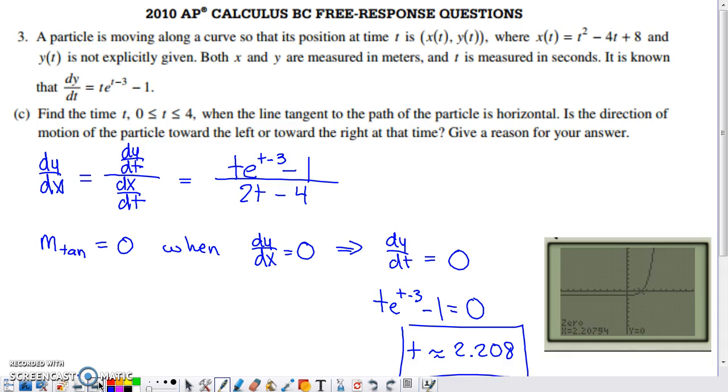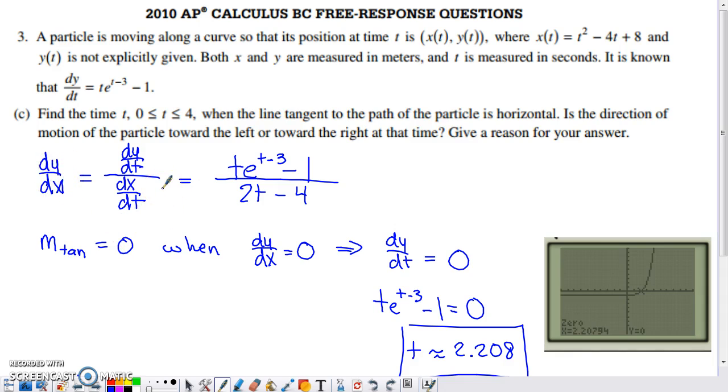In part C, it asked us to determine when the line tangent to the path of the particle is horizontal. So when you're determining tangent slopes to plane curves, parametrically defined curves, you have to find your rate of change of y with respect to x. We're still finding slope the same way. These things are still graphed in the xy plane, so we still need a rise and a run, a rate of change of y divided by a rate of change of x.